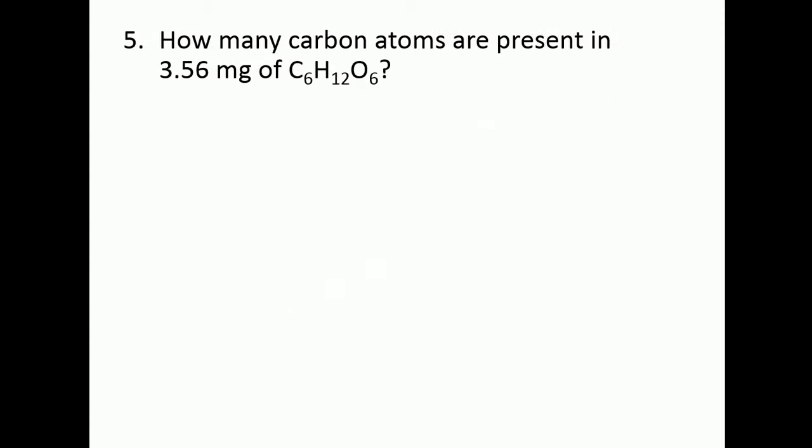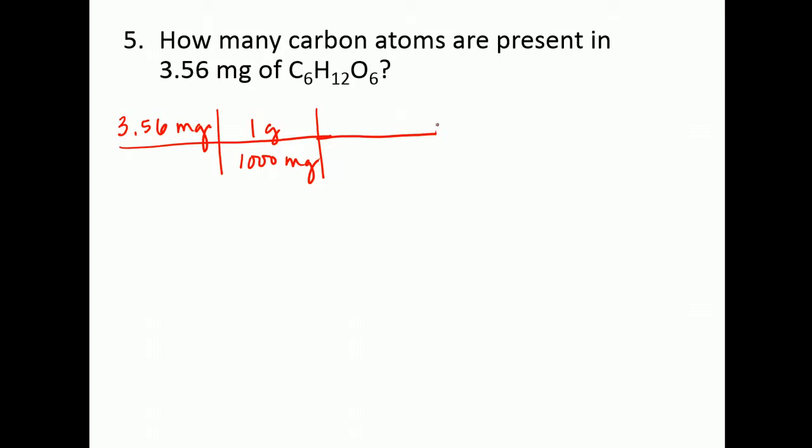with one more problem. Number 5, how many carbon atoms are present in 3.56 milligrams of C6H12O6, a sugar in this case? Now, this problem has 2 kind of complicated parts. First of all, it's not a real big complication, but we have been doing all our problems so far with grams. So if you're given milligrams, we need to make sure that we convert this to grams first. So 1,000 milligrams in a gram.